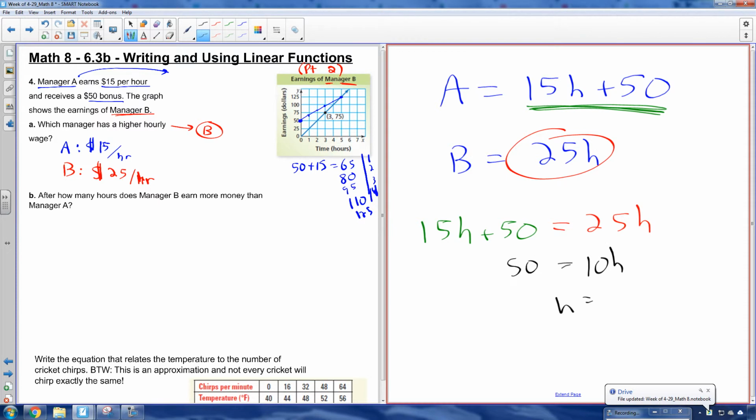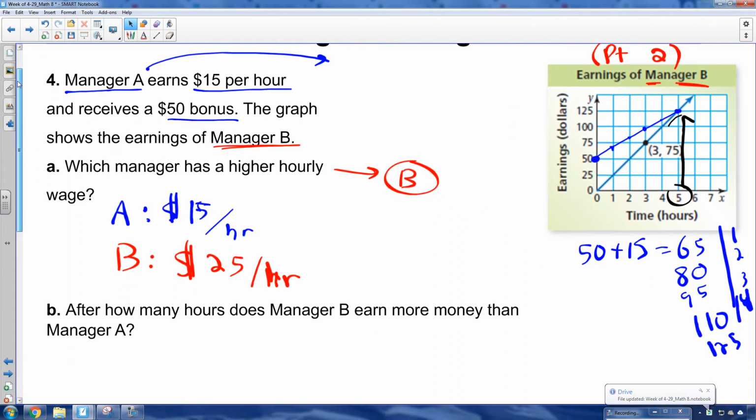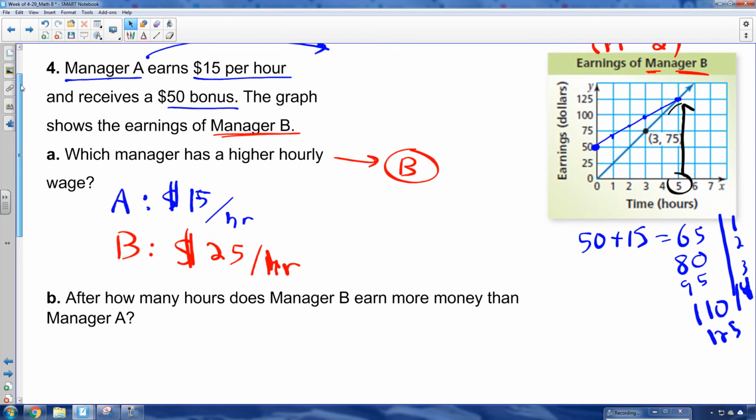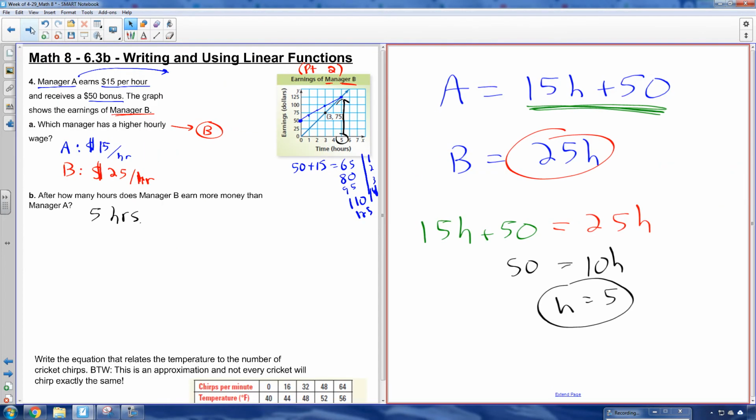Hours is equal to 5, and we saw it right here in our graph. 5 hours is when they made the same amount of money. So let's make this bigger and keep tackling this problem. Now we know the answer is 5. I guess we're done, it's only a two-parter. So there were two ways we could have done this, the graph way and the equation way. I think the graph way is a little easier here, but the equation way will always work, and sometimes it's the way we have to go.